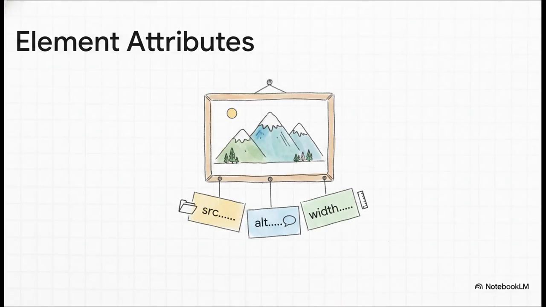And we can give these elements superpowers using what we call attributes. They're just little bits of extra information that you add to the opening tag. So for an image, the src attribute tells the browser where to find the picture. The alt attribute gives it a text description, which is super important for people who can't see the image. And width can control its size. These attributes are what make elements so powerful.